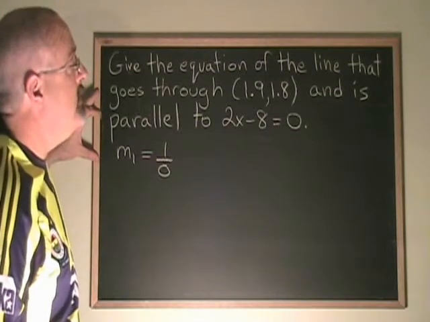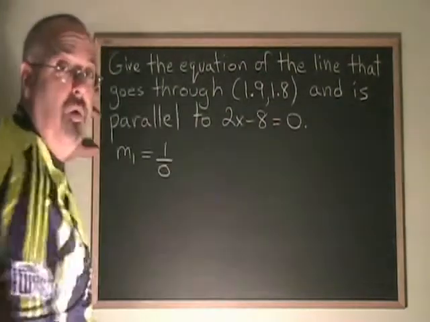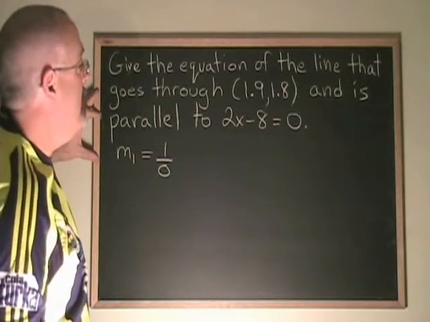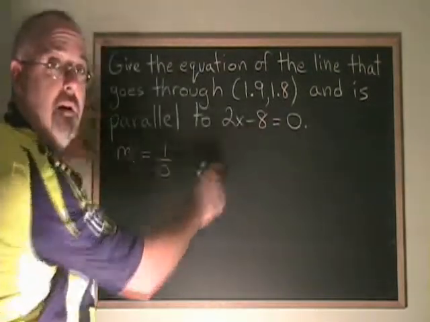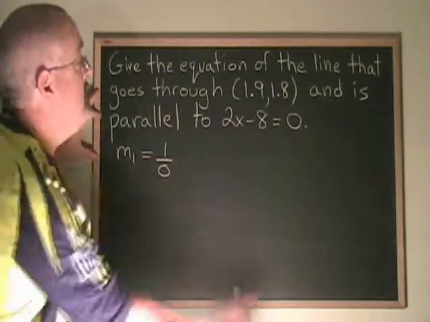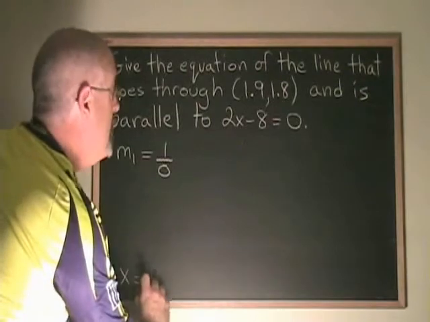The first thing that I notice when I look at this question is that the equation I have been given has no y in it. Therefore, it is a vertical line. Any line parallel to a vertical line must also be a vertical line. And the only vertical line that goes through this point would have to have the equation x equals 1.9.